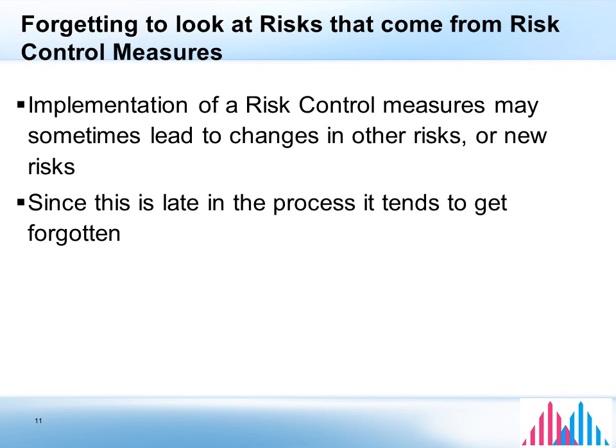Our third common problem for discussion is that of forgetting to look at risks that come from other risk control measures. Now we know that implementation of a risk control measure may sometimes lead to either changes in existing risks or new risks altogether. This isn't very common though, and also since it's late in the process, these tend to get overlooked.